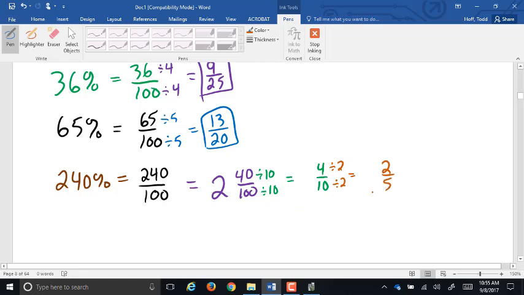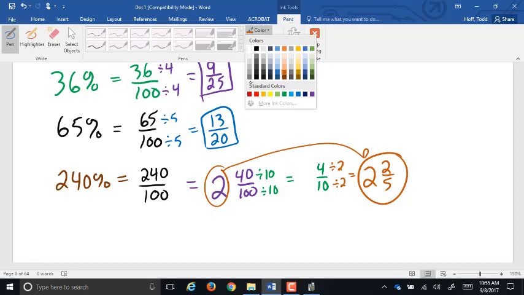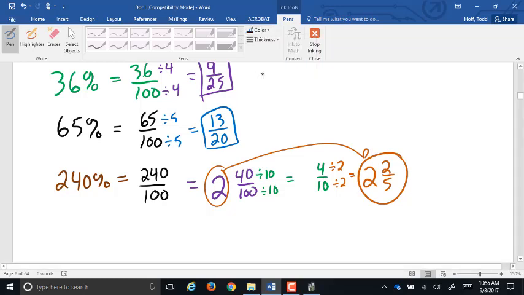What do we still need? What one little thing do we still need to do? Make sure you keep the whole number there, the 2. That's the single biggest mistake I see people make, is forget the whole number once they start reducing.